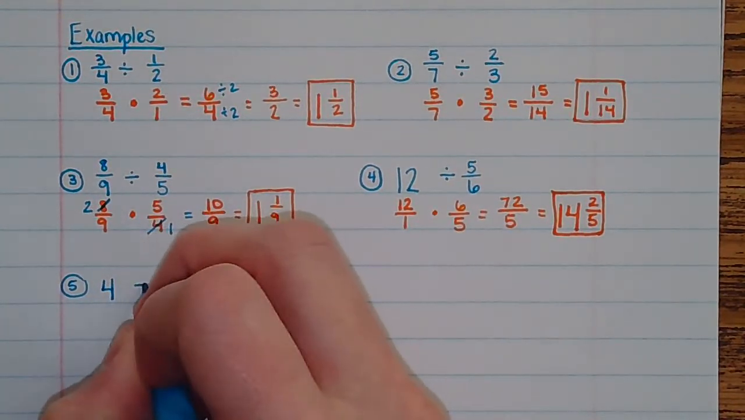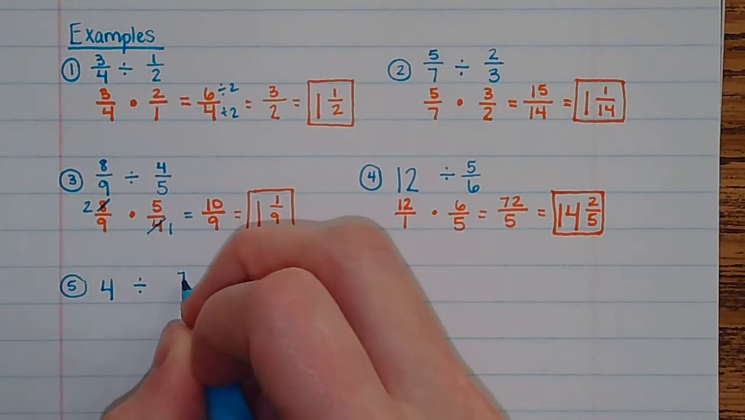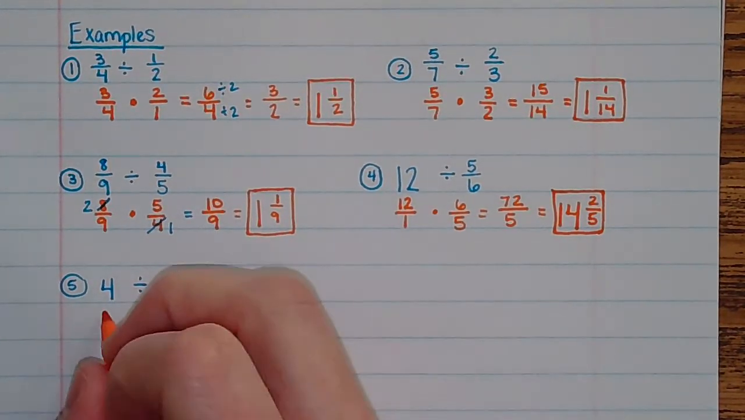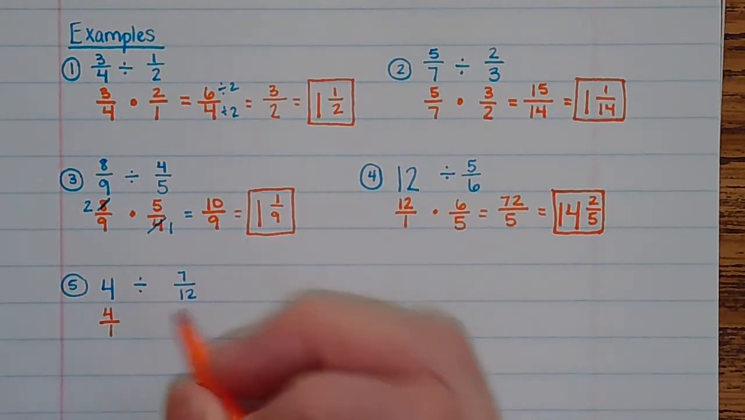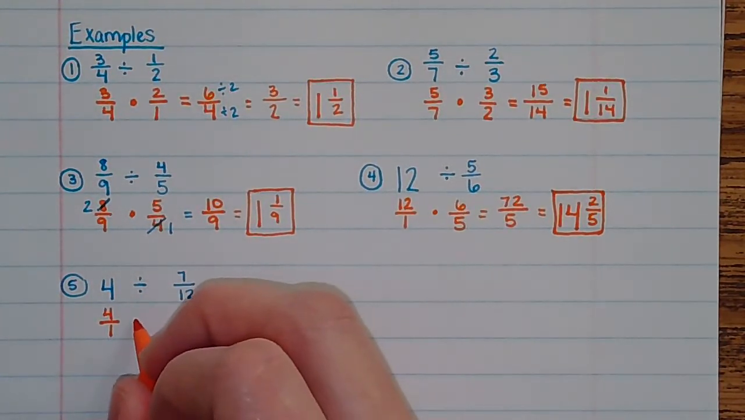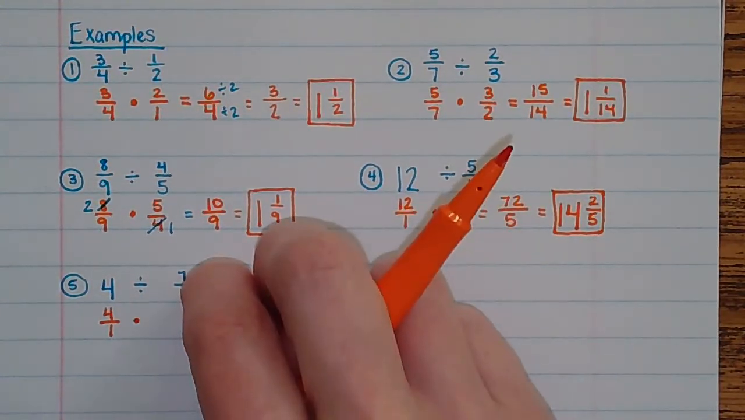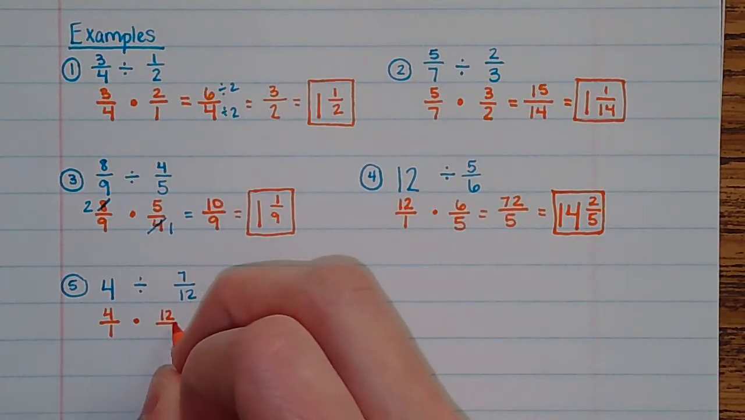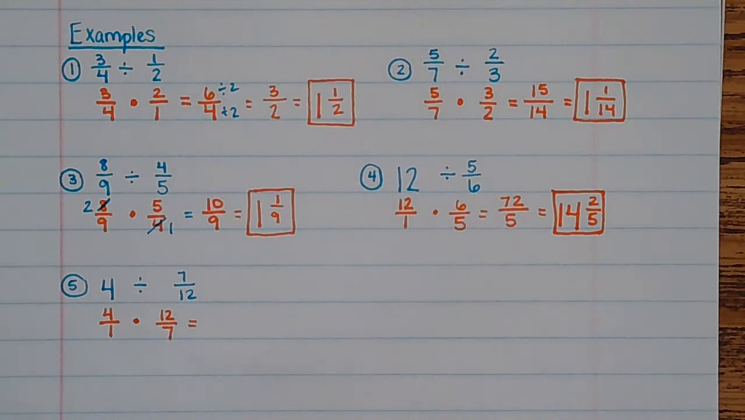So 4 divided by 7/12. All right, so once again, 4, I just need to change it to 4/1. I did not flip it. Division sign changes to a multiplication sign. 7/12 is going to switch to 12/7. Okay? Nothing I can cross cancel. I just go straight across.